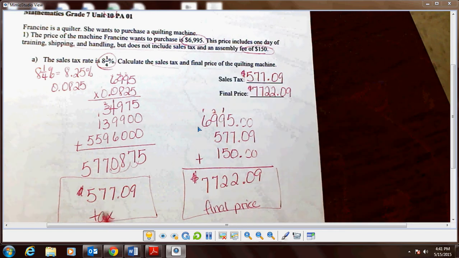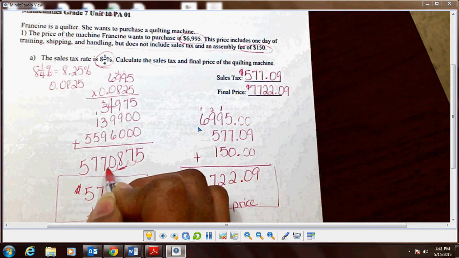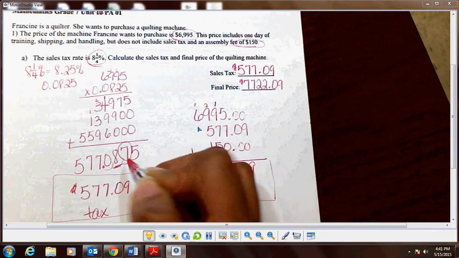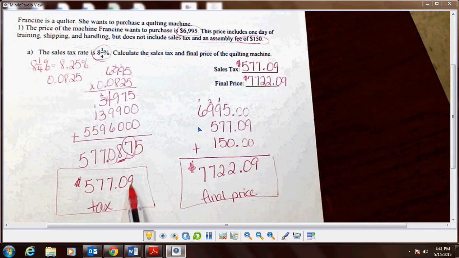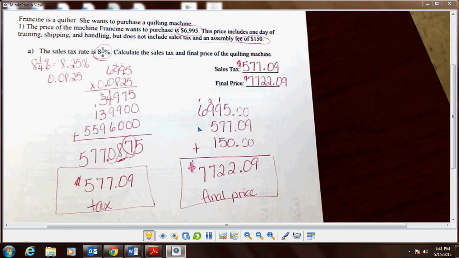Since we're dealing with money here, don't forget to round to the nearest hundredth. So this 8 is in the hundredths place. There's your decimal. With the 7 beside it, that's how I end up with the 8 becoming a 9 right here. So the tax amount is $577.09. Okay, it says that you have an assembly fee of $150.